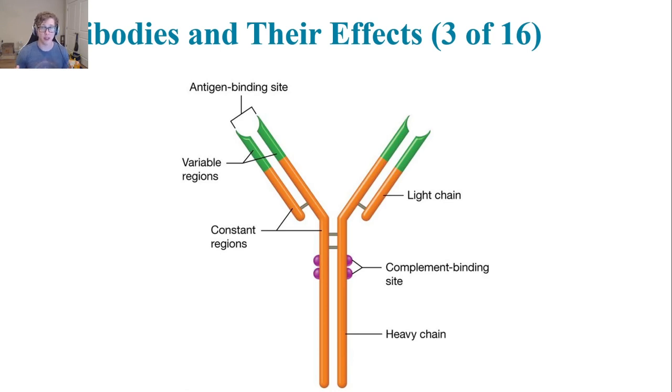All of them are going to be very similar, but the variable regions, right at the tips, those green portions, those are your antigen binding sites. That is what is going to change depending on the specific lock and key mechanism. Now, earlier I have talked at length in class about this cell right here. If this is a plasma cell and its specific lock and key is AAA, that means that this antigen binding site is looking for AAA.